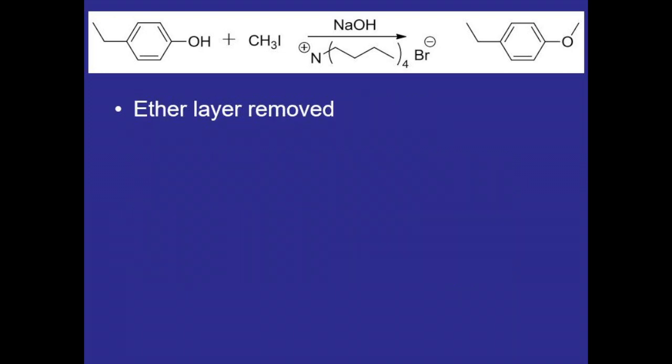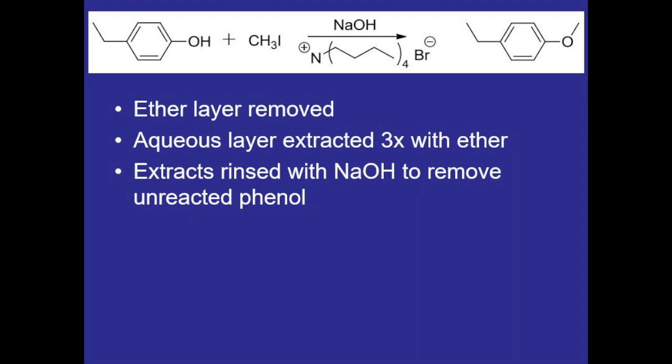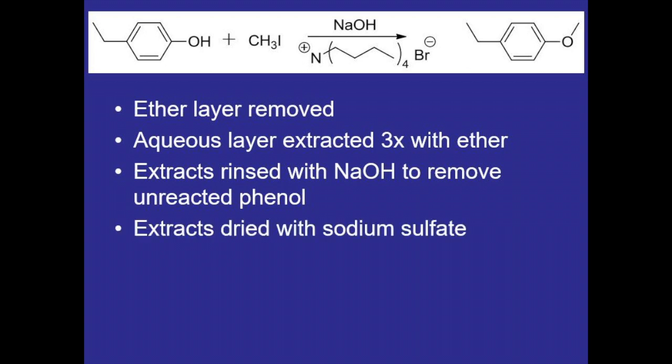Once the reaction is complete, the product ether layer on top can be removed and the remaining aqueous layer extracted 3 times with ether. Then the extracts will be rinsed with some sodium hydroxide to help remove any unreacted phenol that might have been left over from the reaction. Those extracts will be dried with sodium sulfate and then the ether solvent evaporated.